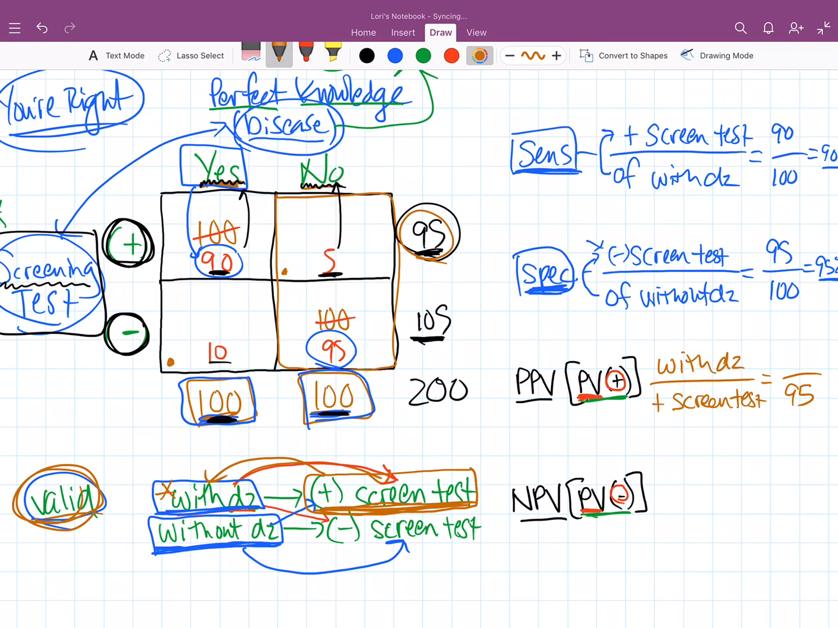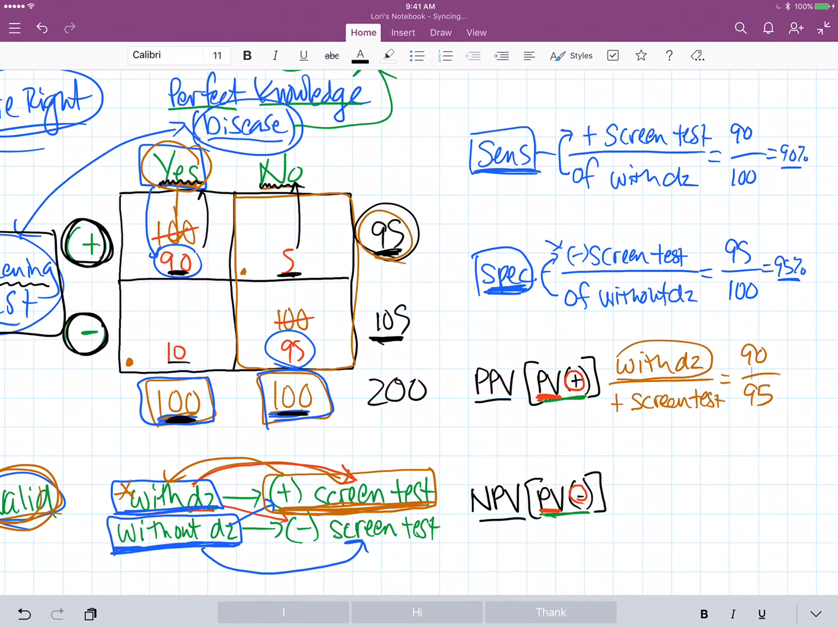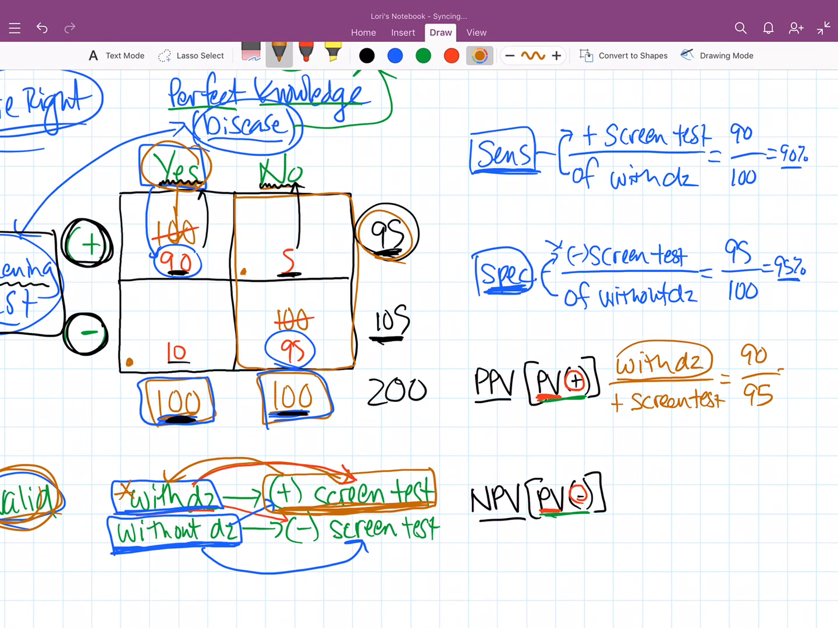And what proportion of those are with disease? Well, we look in this with disease column and we find out that there are 90 of them. And so we have 90 out of 95. And so you could calculate that and actually come up with a percentage, some percent.